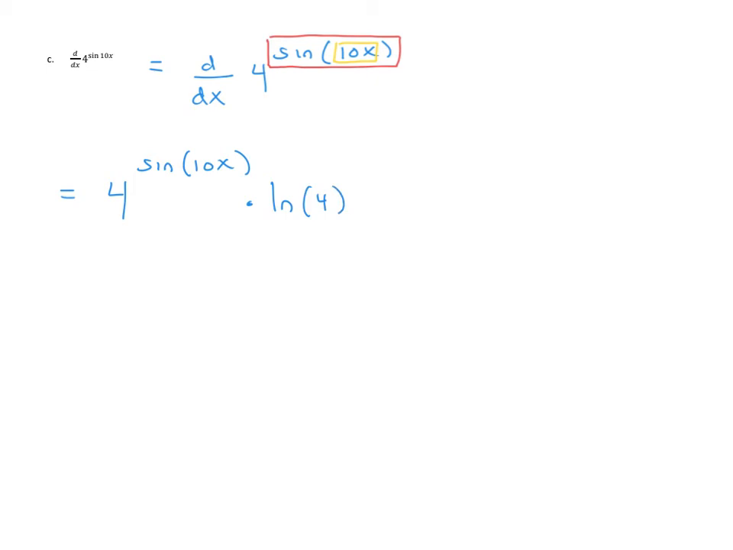Now here's where the chain rule comes in. You have to take the derivative of sine of 10x. If you start with sine, the derivative of sine is cosine. But since we're taking the derivative of sine of 10x, the derivative of 10x is 10. So we get this value here. This is the derivative.